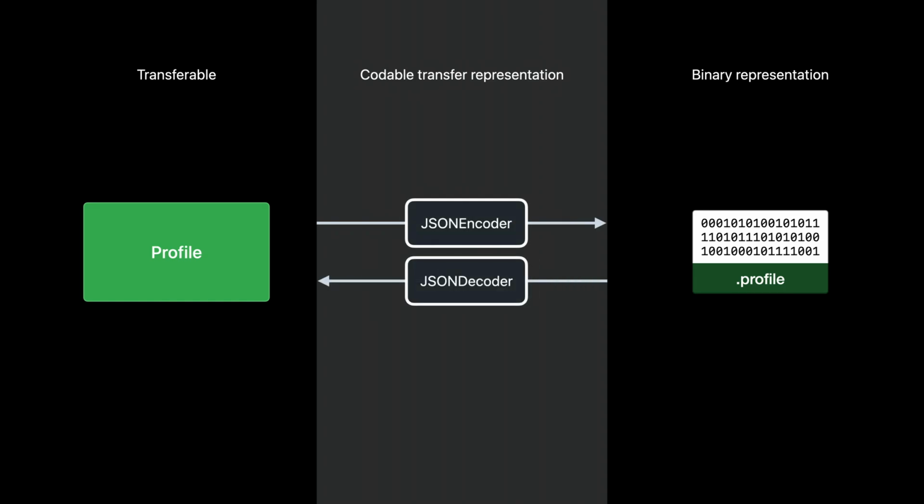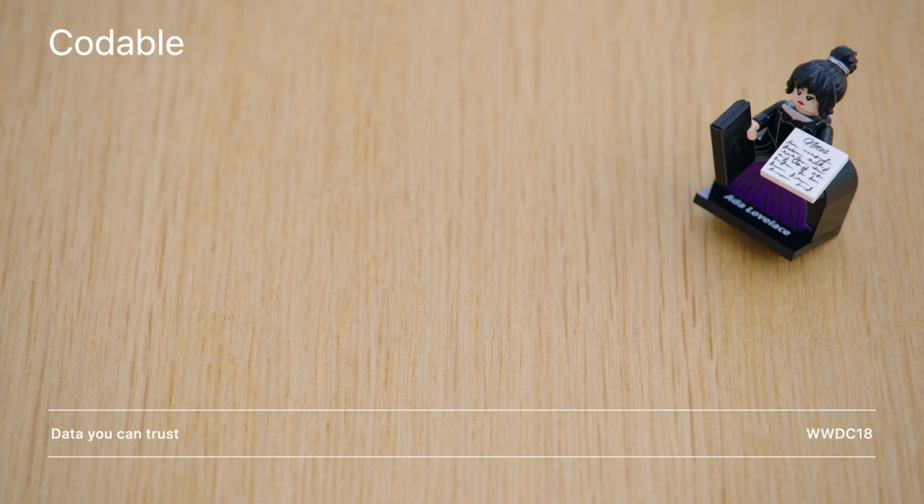Codable representation uses an encoder to convert the profile into binary data, and a decoder to convert it back. By default, it uses JSON, but you can also provide your own encoder-decoder pair. To learn more about the Codable protocol and how encoders and decoders work, I invite you to watch a WWDC session where this protocol was first introduced.